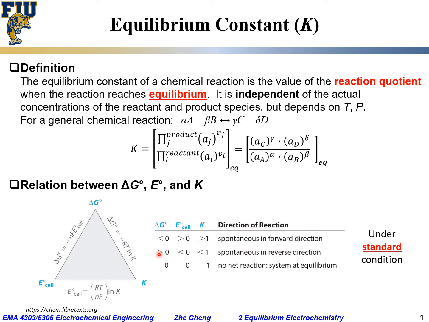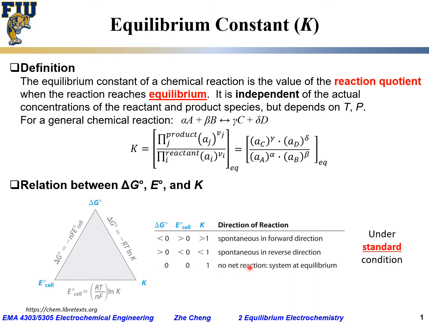On the other hand, if delta G0 is positive, or the cell potential is negative, or the equilibrium constant is smaller than 1, that means the forward reaction is not spontaneous, it is energetically forbidden, but the reverse reaction would be spontaneous, energetically favorable. And finally, if delta G0 is 0, the system is at equilibrium.